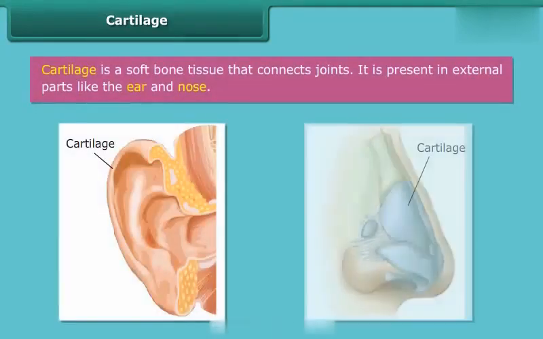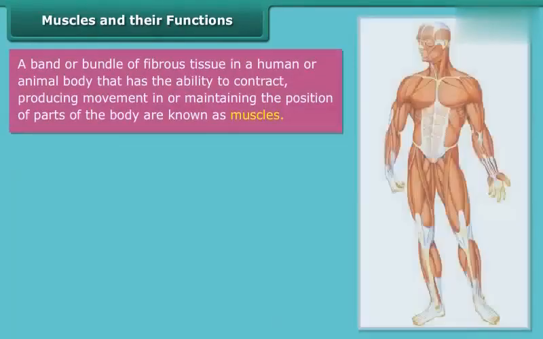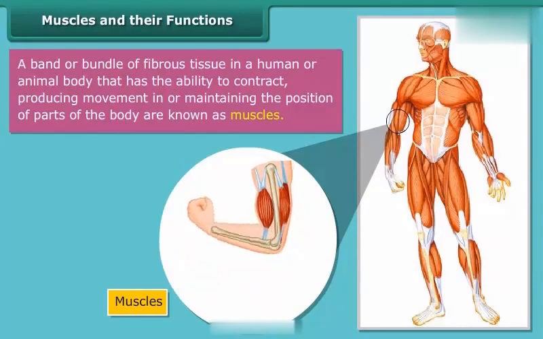Cartilage. Cartilage is a soft bone tissue that connects joints. It is present in external parts like the ear and nose. Muscles and their functions. A band or bundle of fibrous tissue in a human or animal body that has the ability to contract, producing movement in or maintaining the position of parts of the body, is known as a muscle. The movement of the body is controlled by alternate contractions and relaxations of two sets of muscles.